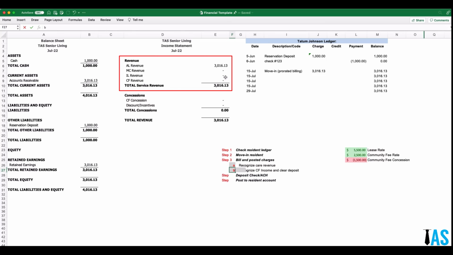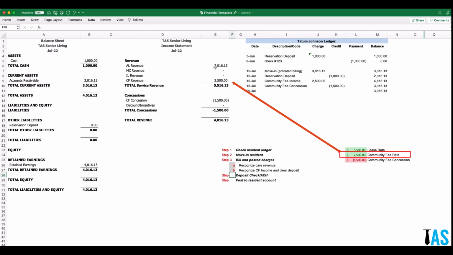Now notice what we need to recognize it as, because our community fee rate is $2,500. So when we hit that, we still need to recognize $2,500 of revenue, because that's what it is. The liability clears. But we also recognize with that a community fee concession, which if you net these two together, that's where the $1,000 of actual cash that we collected comes from, which is the charge here, if that makes sense.